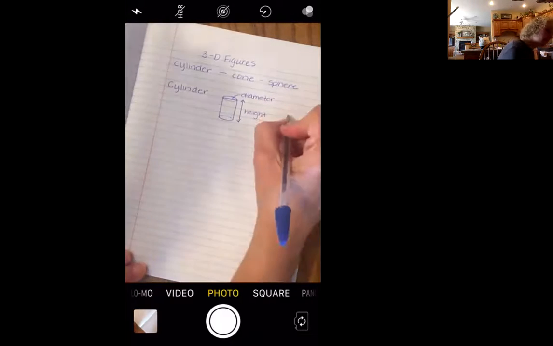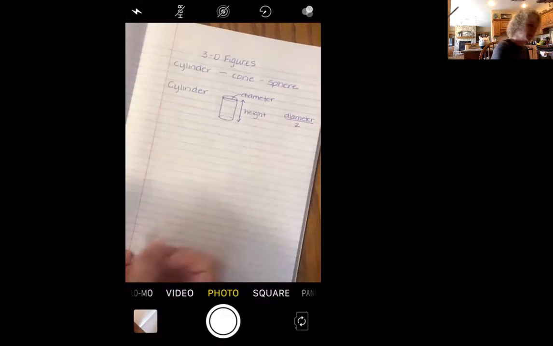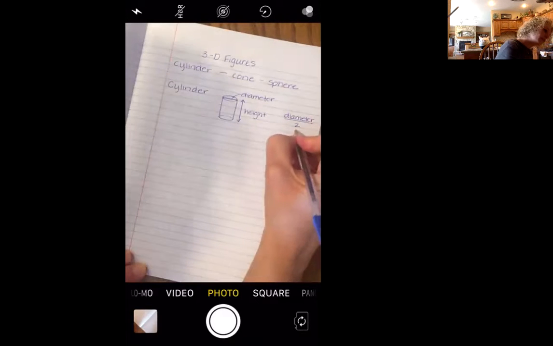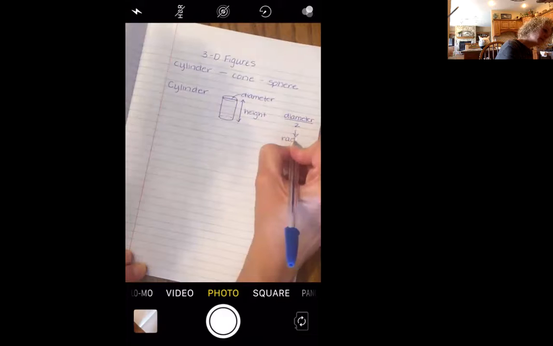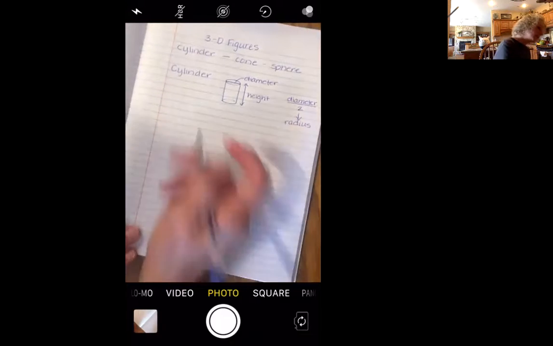Now, just as a reminder, the diameter divided by 2 is also known as the radius. Some of the formulas will be using the radius, some will be using the diameter, but once you know one of them, you actually know the other one. So it's really not that big a deal. Okay, let's go to a cone.